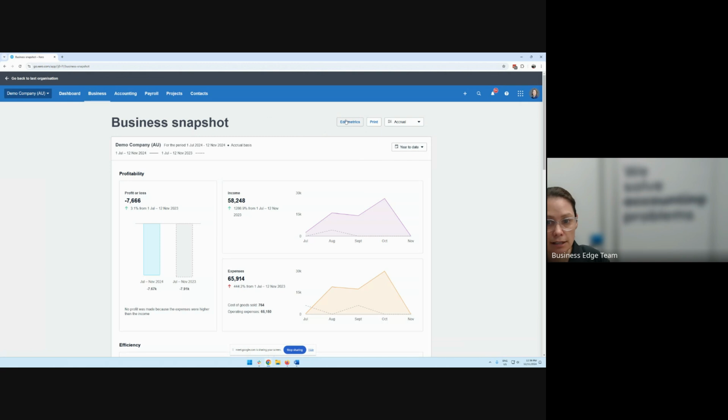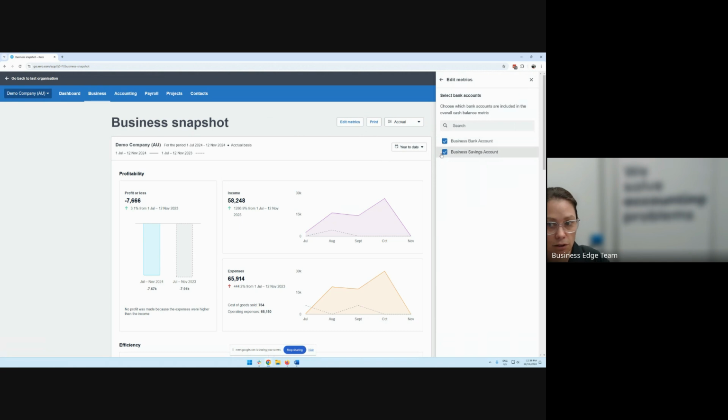And you can see that there's different menus in here. You can edit different metrics in here. So choosing the bank account that you want to utilize. Again, same sort of thing. Maybe you don't want to include the savings account in this business snapshot report that you're going through.